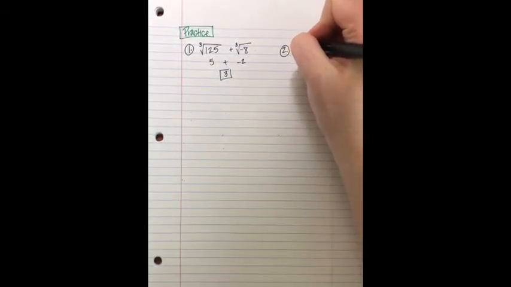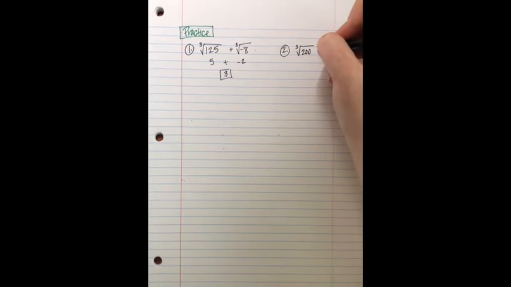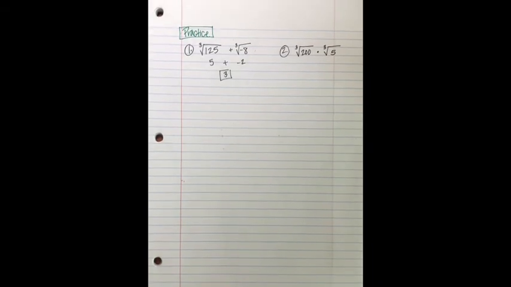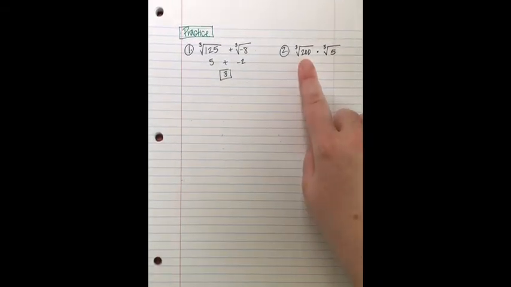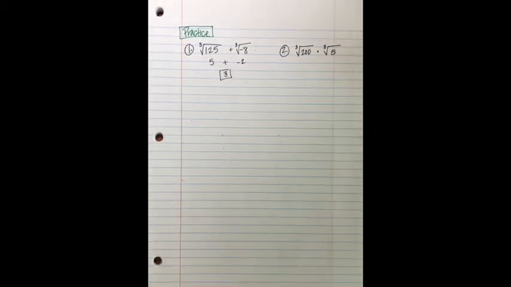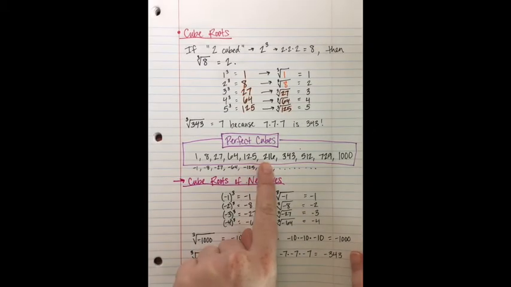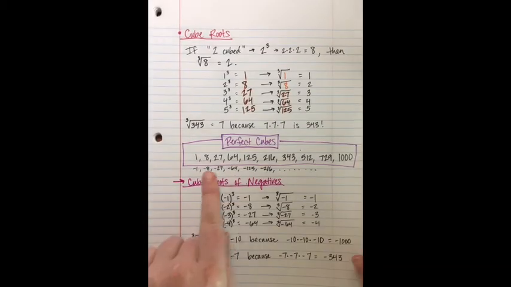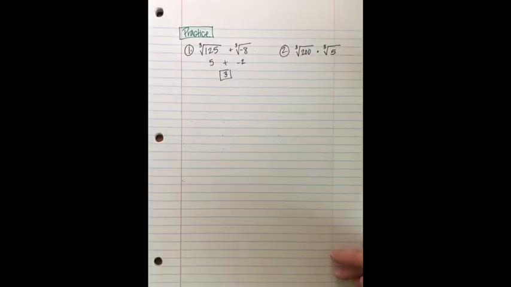Take the next one. Cube root of 200 times the cube root of 5. Oh, uh-oh. Cube root of 200. 200 was not on our perfect cubes list. And 5 was also not on our perfect cubes list.